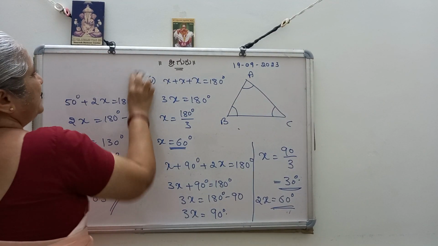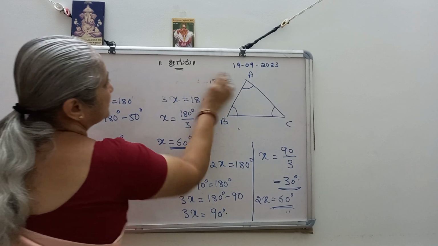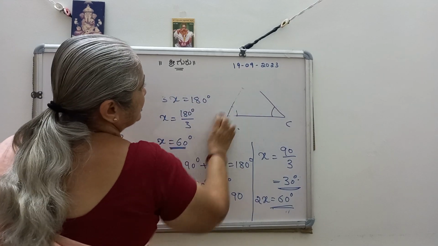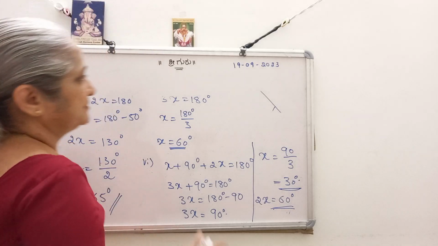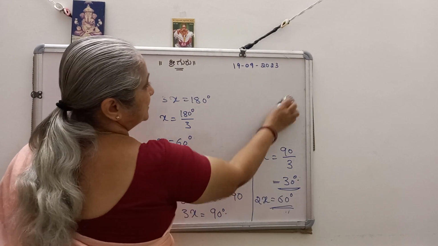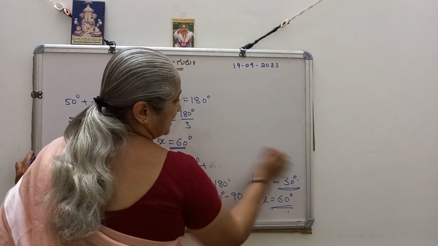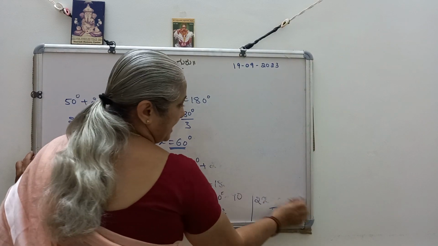Exterior angle sum property and one more is vertically opposite angles. When two lines intersect, vertically opposite angles are formed and they are equal.